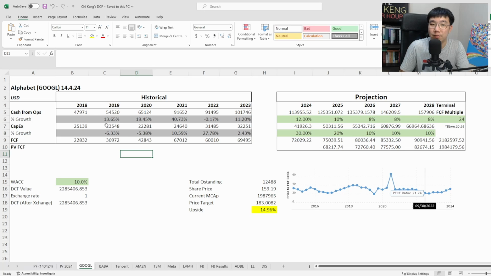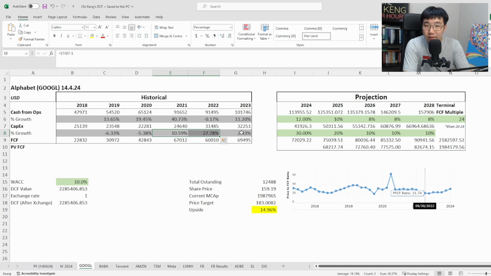So I think in this specific case, this is how Google grew their cash from operations over the last 6 years at a growth rate of roughly around 10, 12, 15%. There's a freak incident in 2021 and then it came back down in 2022. And on the capex growth side, you can see that it's kind of lumpy. It was on a downward trend from 2018 to 2020. It spiked up quite strongly in 2021 and 2022, and right now in 2023 it seems like it's just hovering right there.